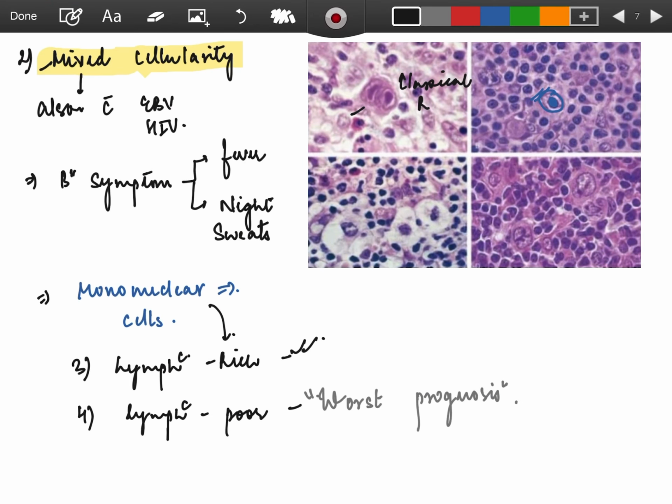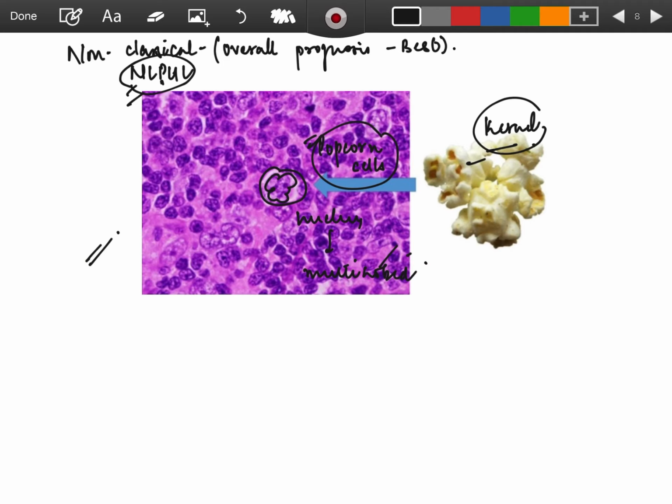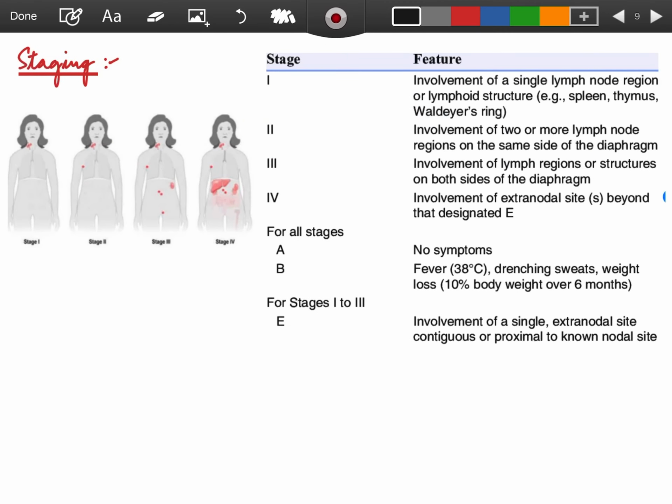So this is a classical type of Reed-Sternberg cell, and this is a lacunar type of cell, and this is a popcorn cell seen in the non-classical type, and this is a mononuclear cell. So coming to the staging of Hodgkin lymphoma. Staging is called Ann Arbor staging.